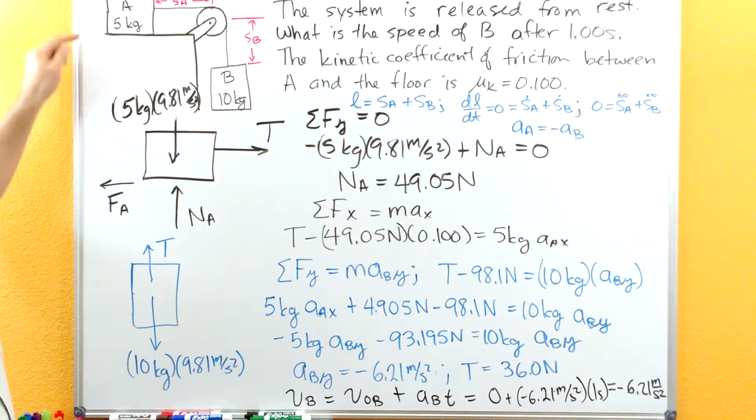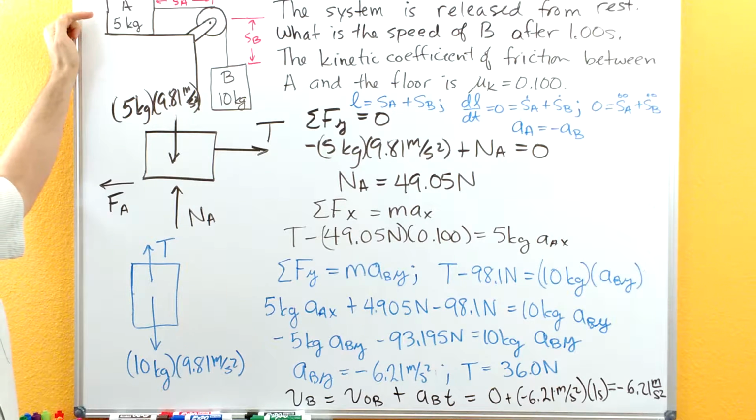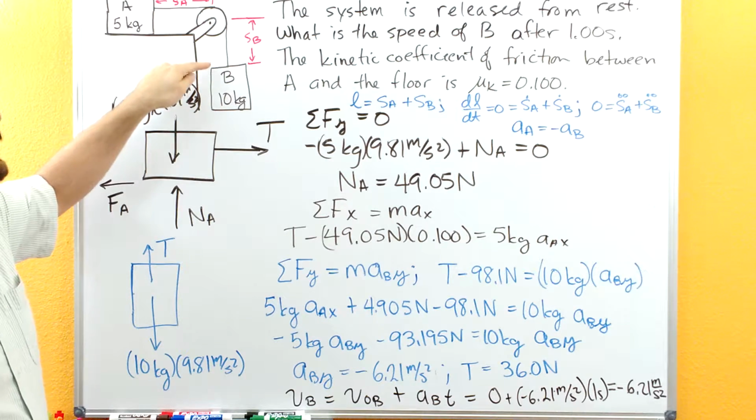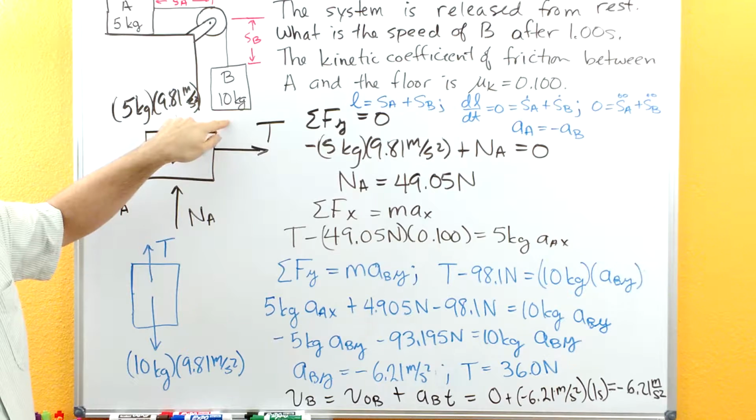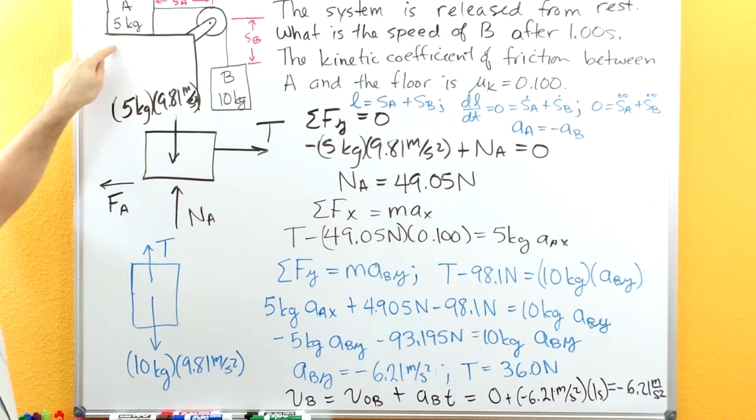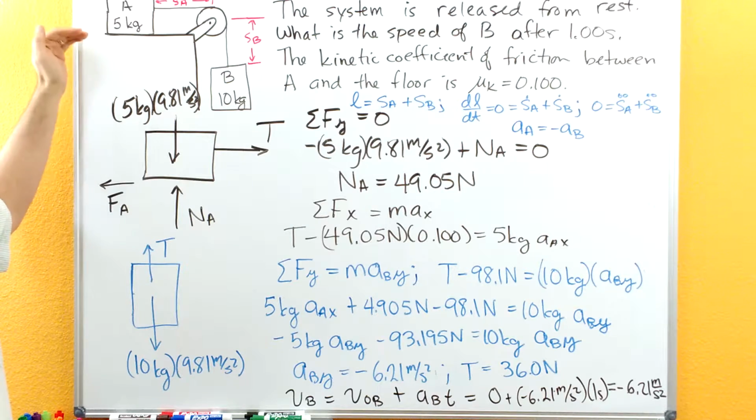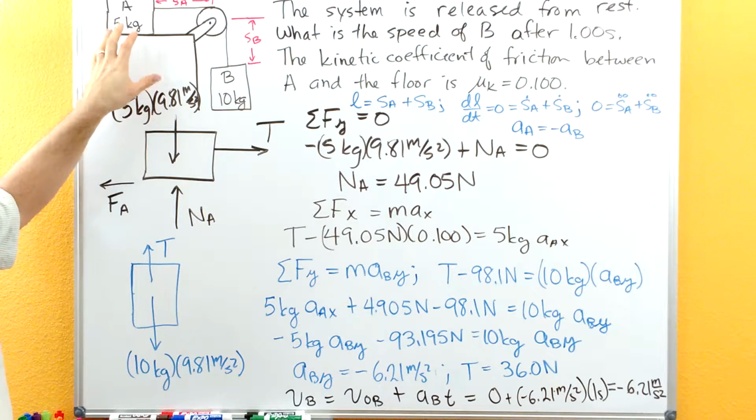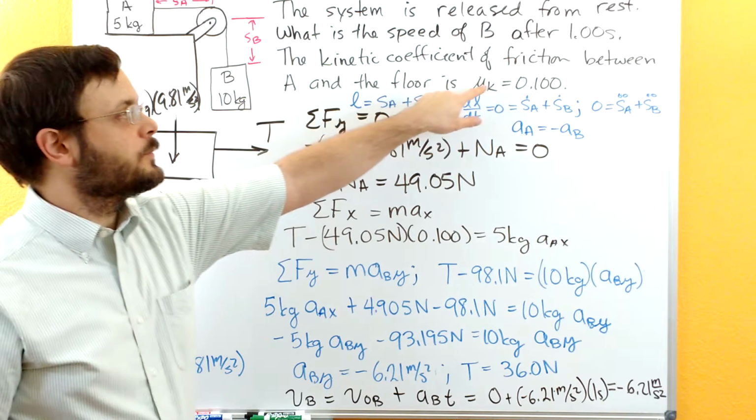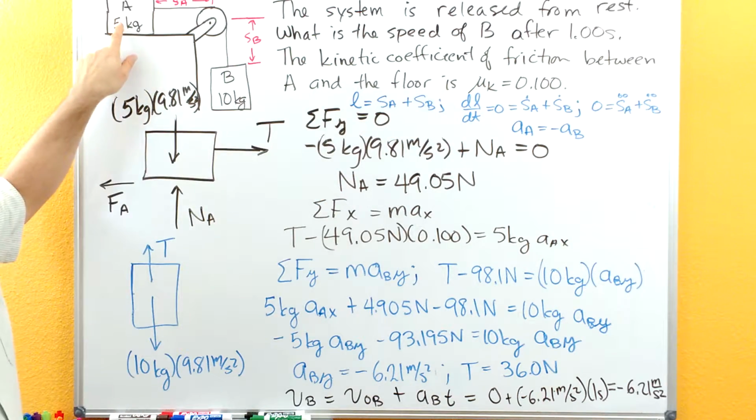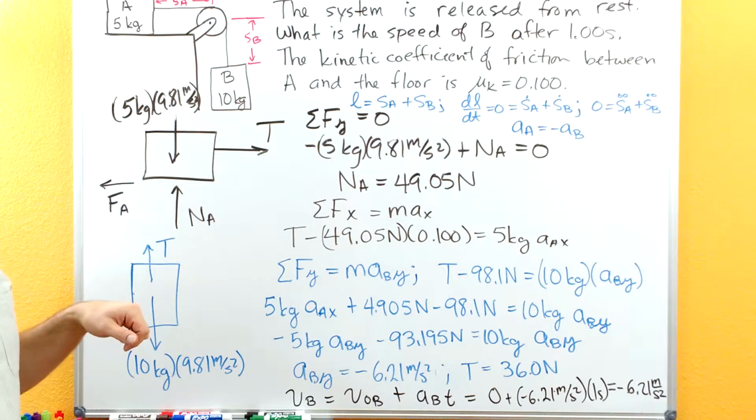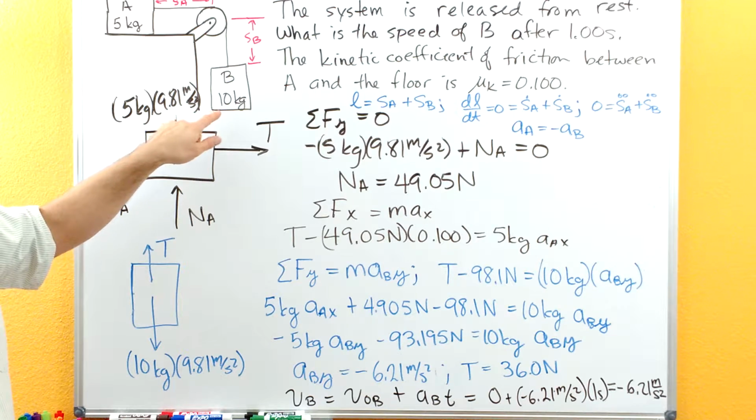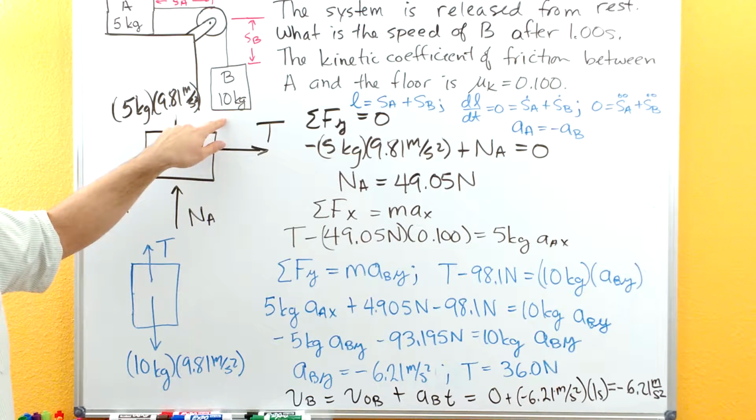So in this problem, we have a mass here at A connected through a pulley to a mass at B. The mass at B is 10 kilograms and it's just free hanging. The mass at A is 5 kilograms and it's resting on a frictional surface. So the system is released from rest. The coefficient of kinetic friction for A is 0.1, and we want to find out what the speed of B is after 1 second.